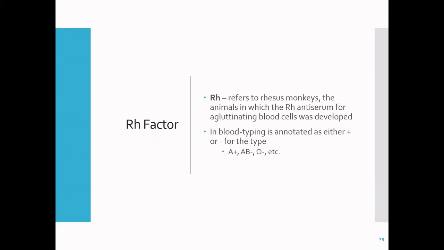The Rh factor was found in rhesus monkeys, where the Rh antiserum for agglutinating blood cells was found and developed. And in blood typing, we annotate that as either a positive or a negative. So I am B positive. You can have A positive, AB negative, O positive, so on and so forth.